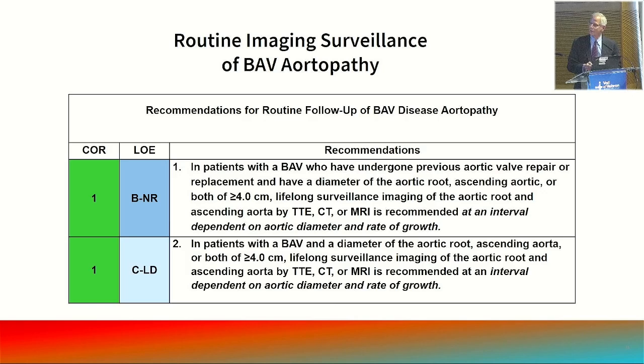Imaging for life is required in those with bicuspid valve disease, and the guidelines emphasize that for those without valve replacement when the aorta is 4 centimeters or greater with periodic imaging, and those after valve replacement or repair because the aorta can continue to dilate, but emphasizing the interval of aortic imaging is dependent upon the size, the age, and the prior imaging.